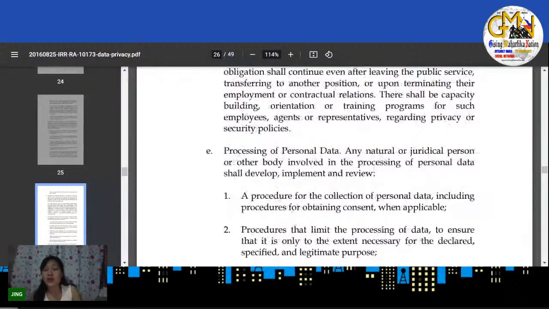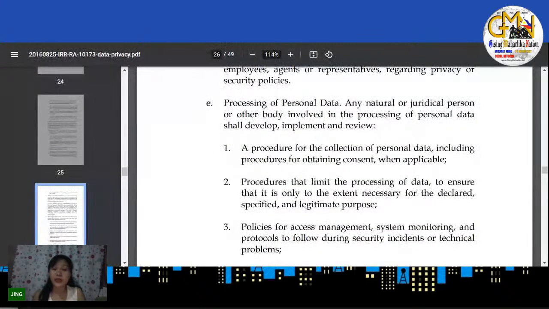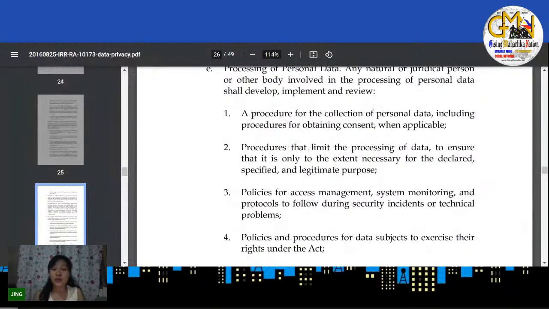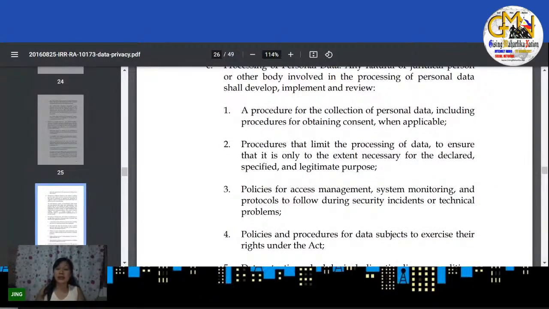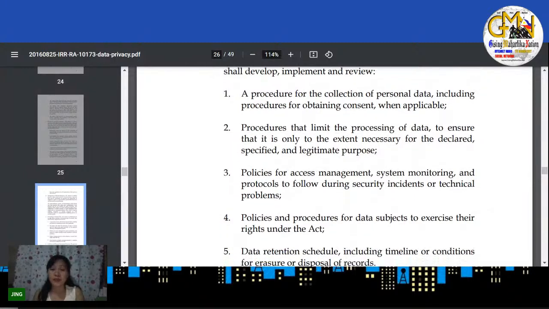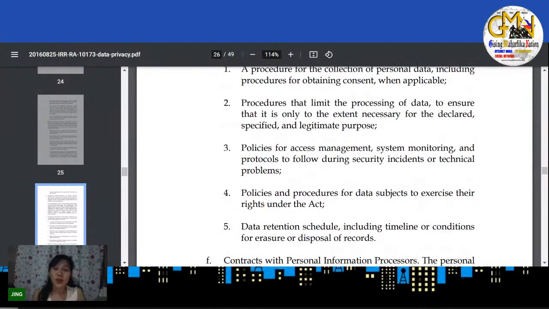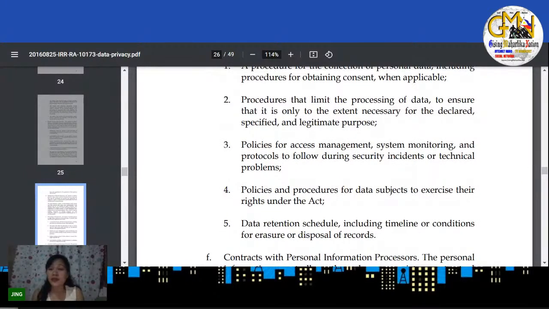Any natural or juridical person or other bodies involved in the processing of personal data shall develop, implement, and review: first, a procedure for the collection of personal data, including procedures for obtaining consent when applicable. Second, procedures that limit the processing of data to ensure that it is only to the extent necessary for the declared, specified, and legitimate purpose.